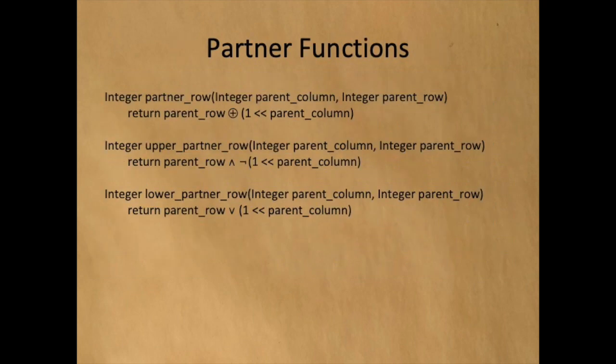So here are 3 functions to compute partners. These functions are based on the parent columns and rows. The partner row is the row with the ith bit flipped, where i is the parent column. The upper partner row is computed by setting the ith bit to 0. The lower partner row is computed by setting the ith bit to 1.